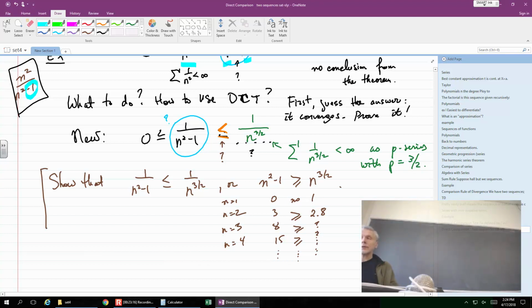Okay, so I picked the series 1 over n^(3/2) for simplicity, but I need to show that this is true. I tried to do it through experimentation, just a few terms in the beginning, and as you can see, even though n equal 1 doesn't work out, the second one, n equal 2, does work. So this one is okay, but I need to have that inequality for every single value of n. How do I do it?